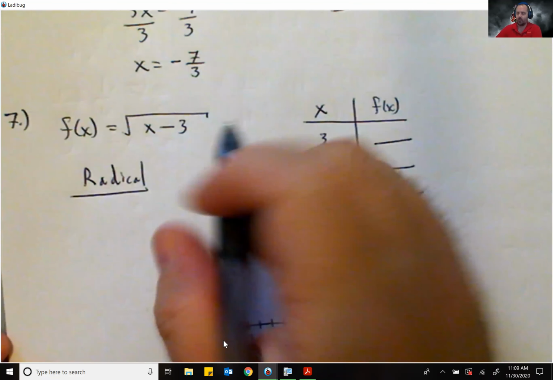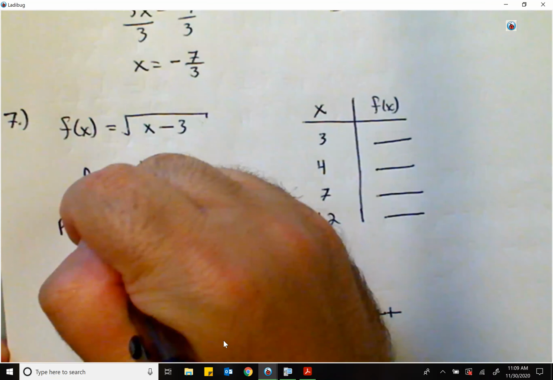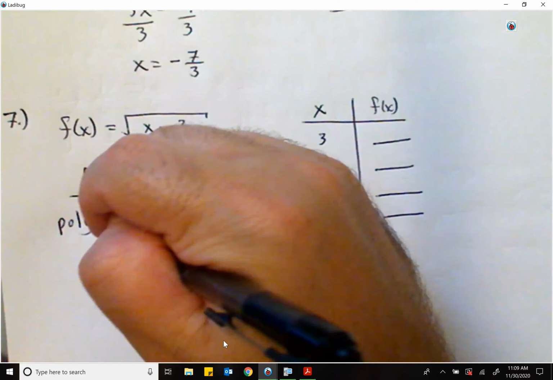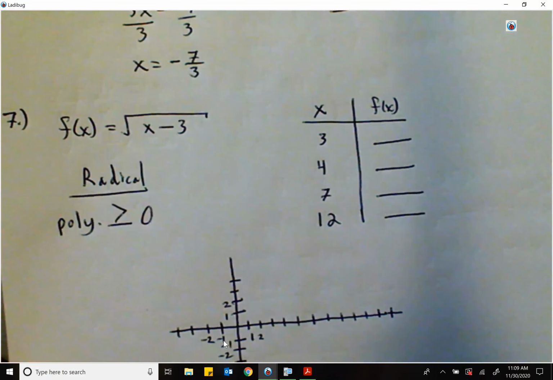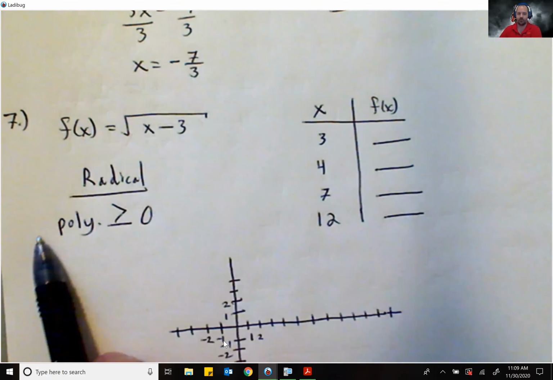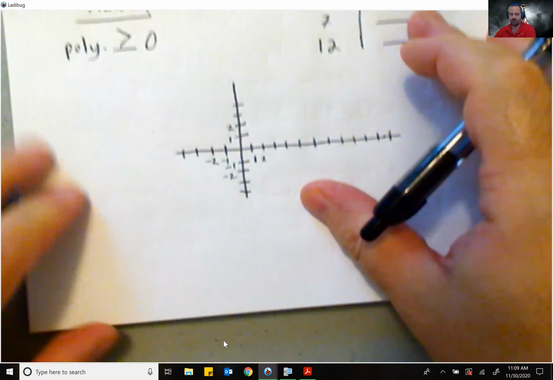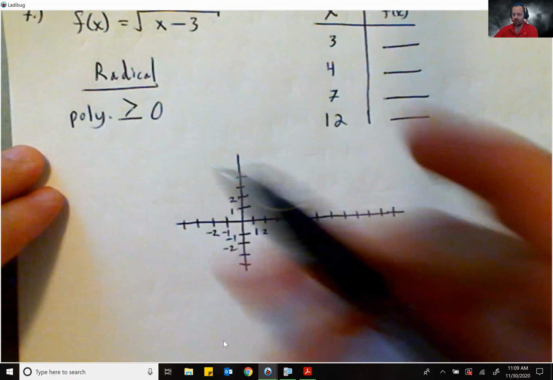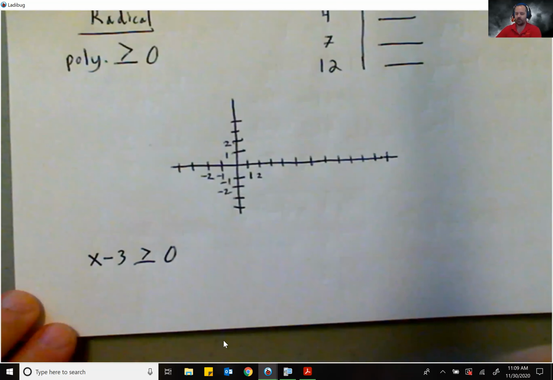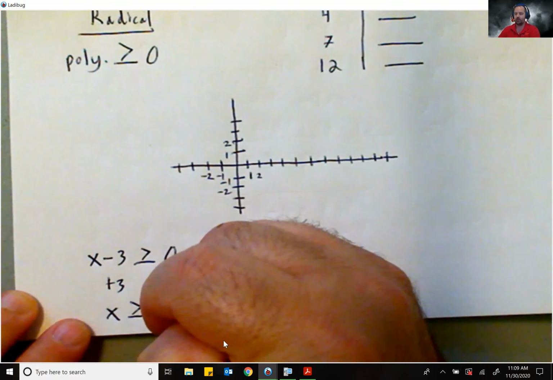So we're going to take this polynomial and set it what? Equal to 0. Not equal to 0, but close. Greater than or equal to 0. So all you do is take whatever's underneath the radical and set it greater than or equal to 0. So if we take x minus 3, set it greater than or equal to 0, all we have to do is add 3. X is greater than or equal to 3.